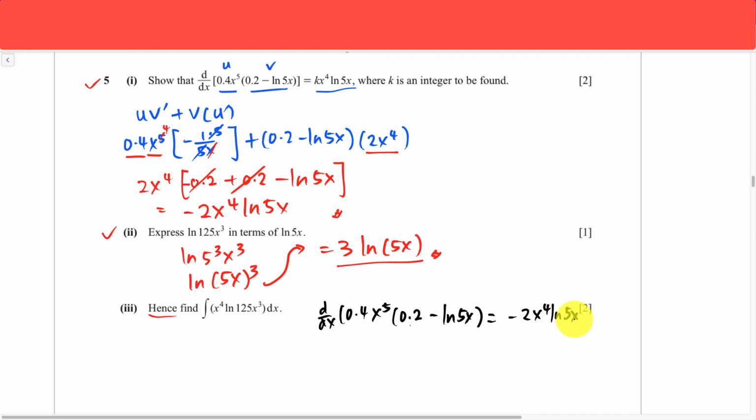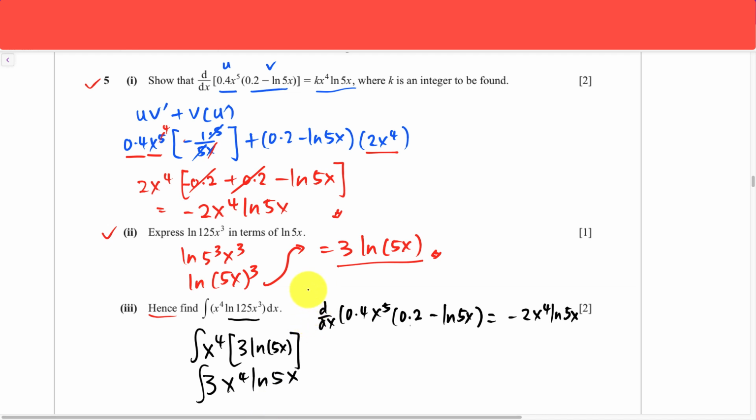The question actually asks me to integrate this term. That means they ask me to integrate x power of 4 and ln 125x cubed. You just got this one, right? So basically you need to integrate this one, and the ln 125x cubed is what you did in part 2, which is 3 ln 5x. So I can move the 3 in front, so basically I need to integrate something like this.